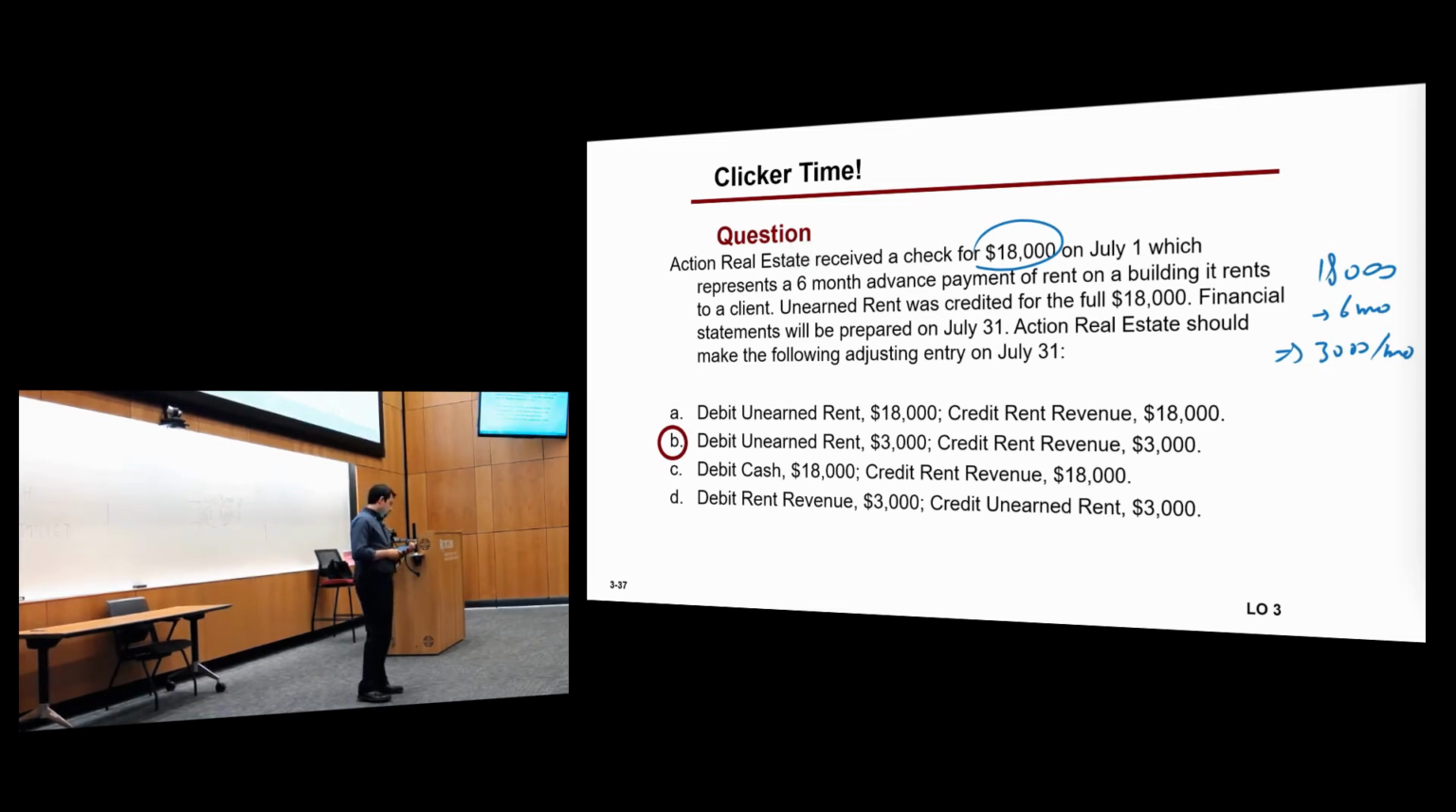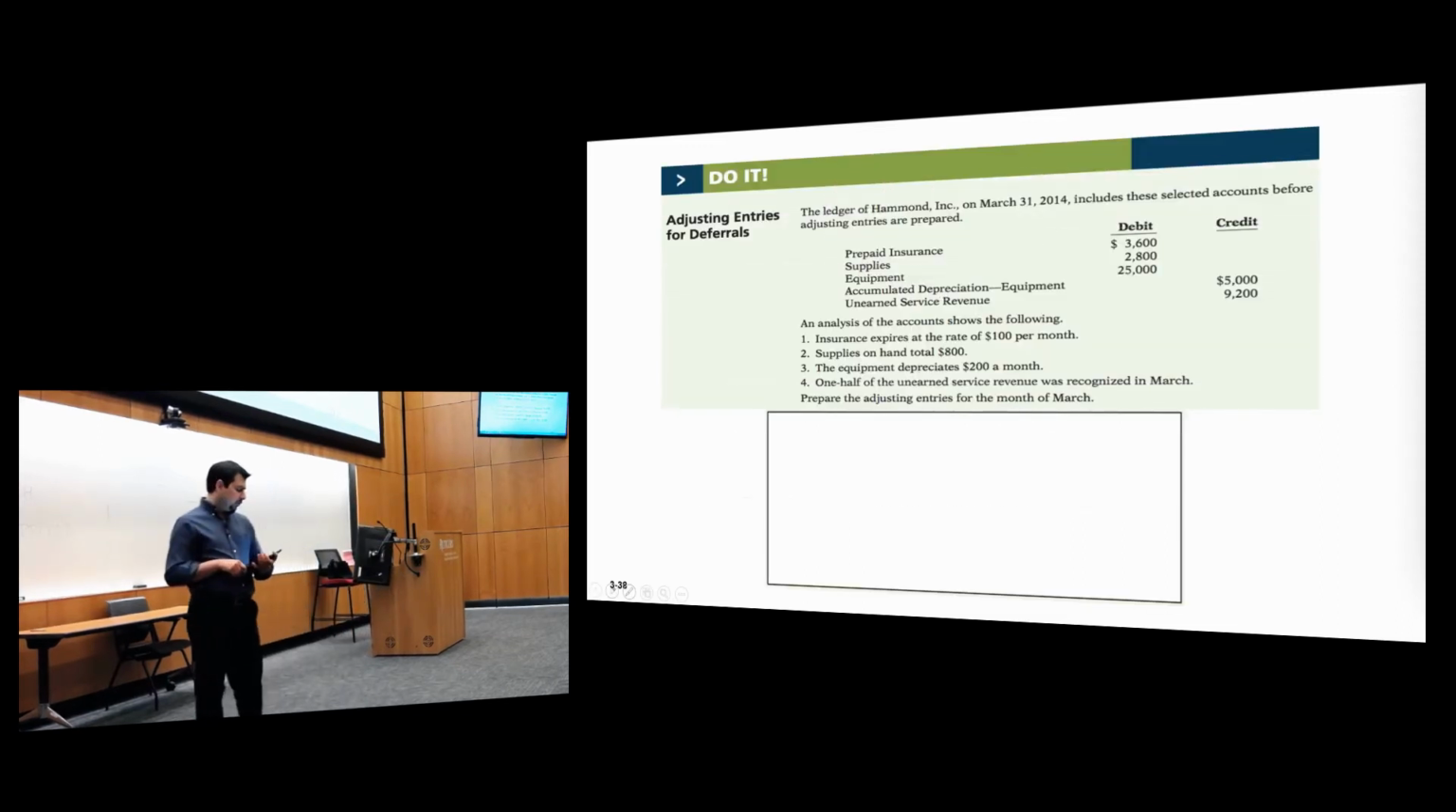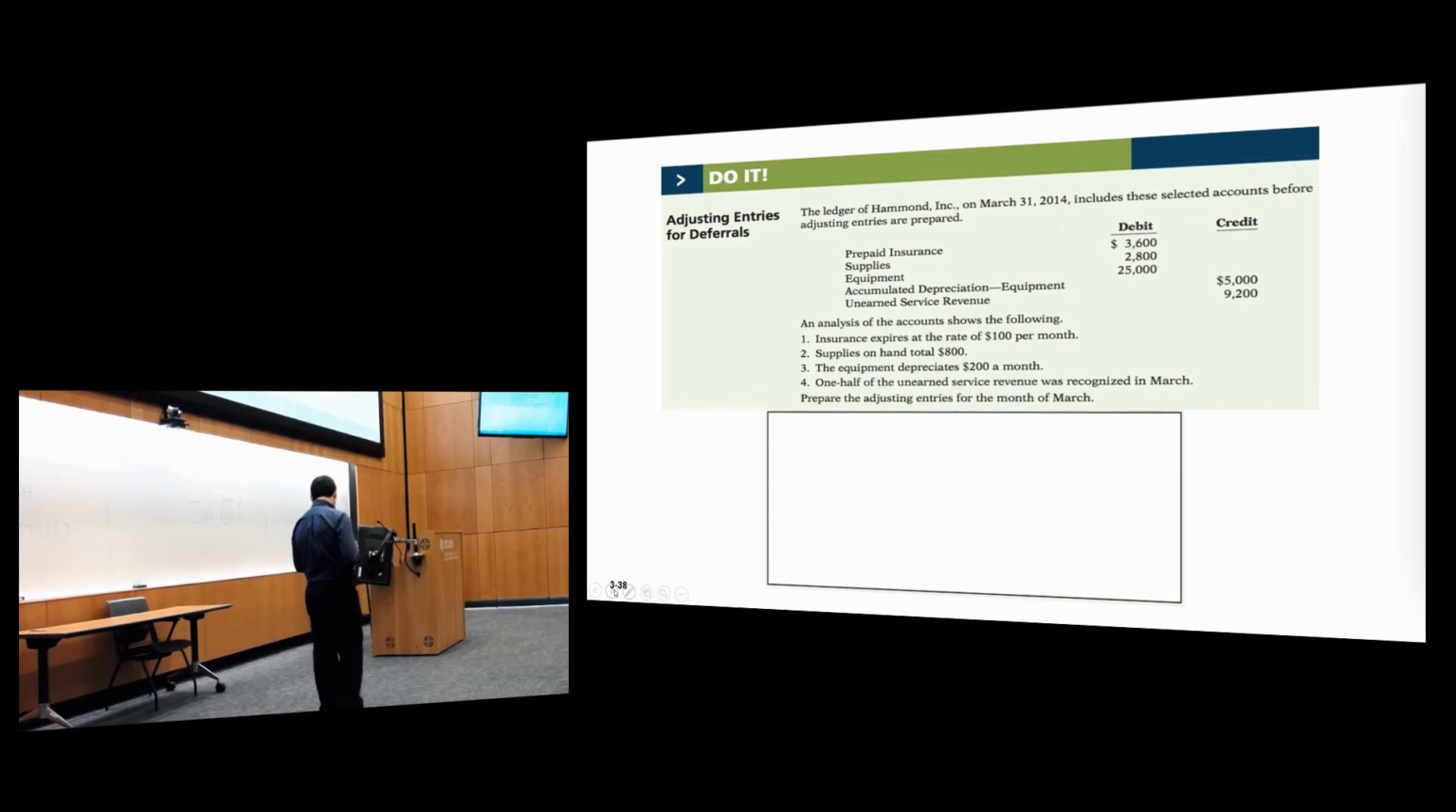So the ledger of Hammond Inc. on March 31st includes these selected accounts before adjusting entries are prepared. So that's the trial balance. It's not the complete trial balance, those are like the balances for certain accounts. Now, an analysis of the accounts shows the following. Insurance expires at the rate of $100 per month. We need to prepare the adjusting entry for each one of them.